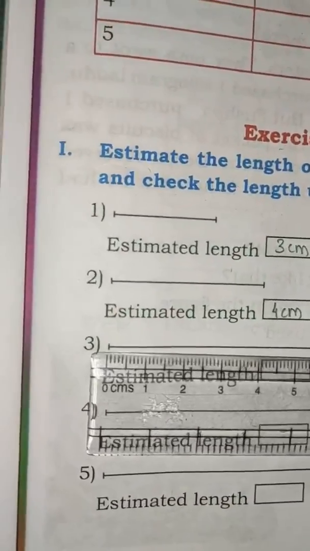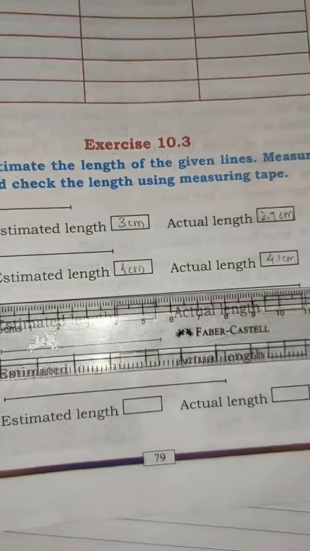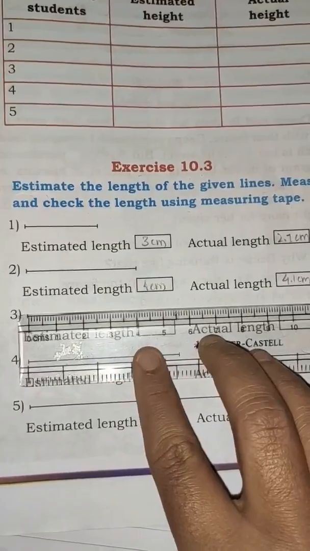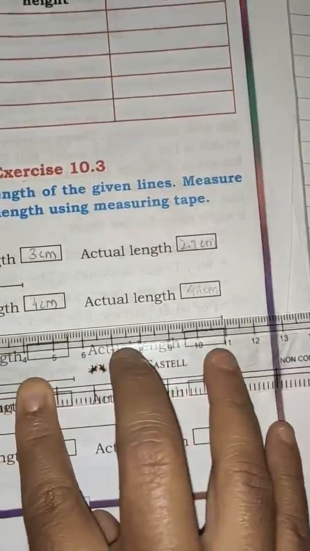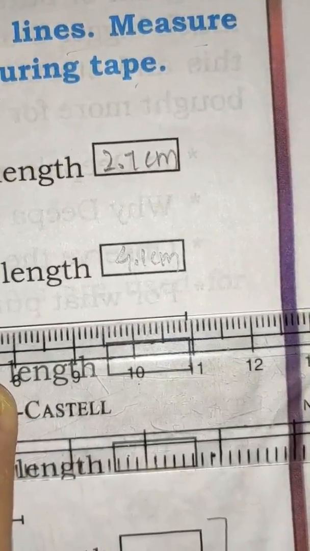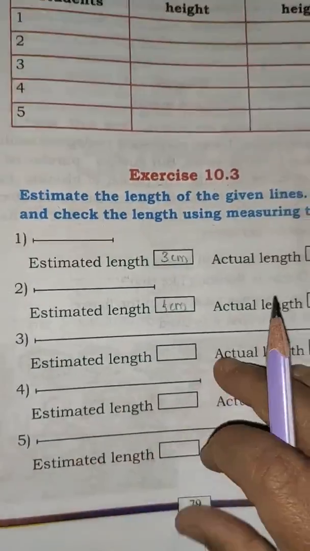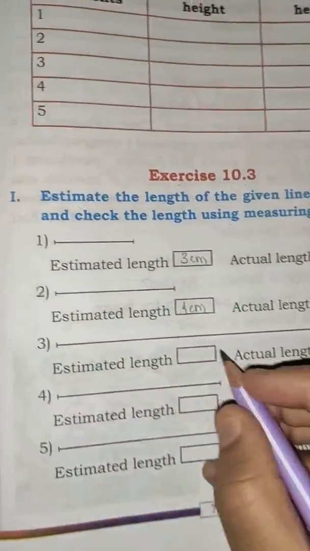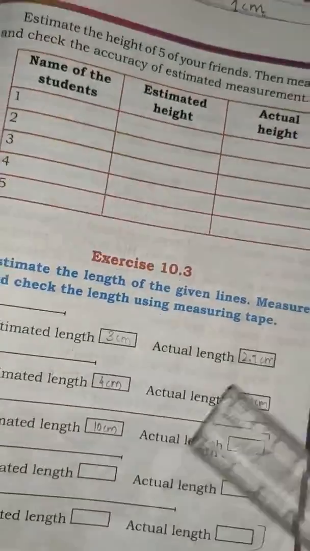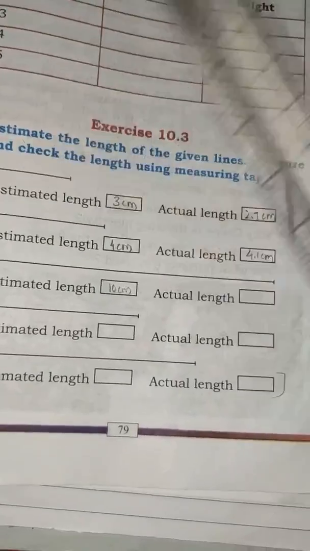Okay. Now, third one. We'll keep the scale like this. We have to start from 0, not from 1. Very good. Remember this, okay, children? Now, see here. What is the length of this line? It has not reached up to 11. First, wait. First, we have to write the estimated length. Okay, how is it looking? It may be around 10 centimeter. Okay, first don't measure it. First, you have to write the estimated length. Then you go for the actual length by taking your scale.